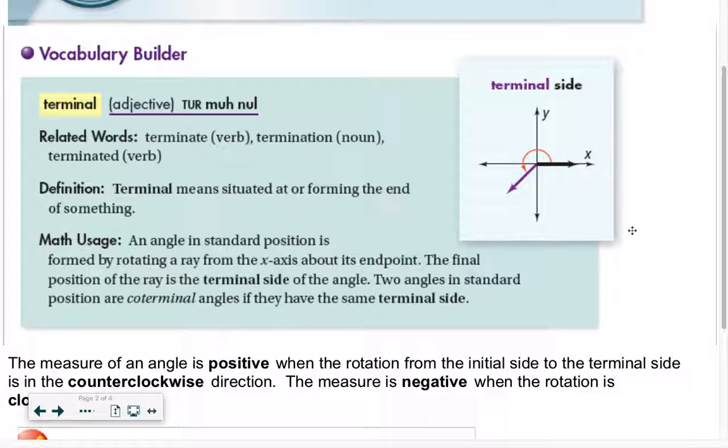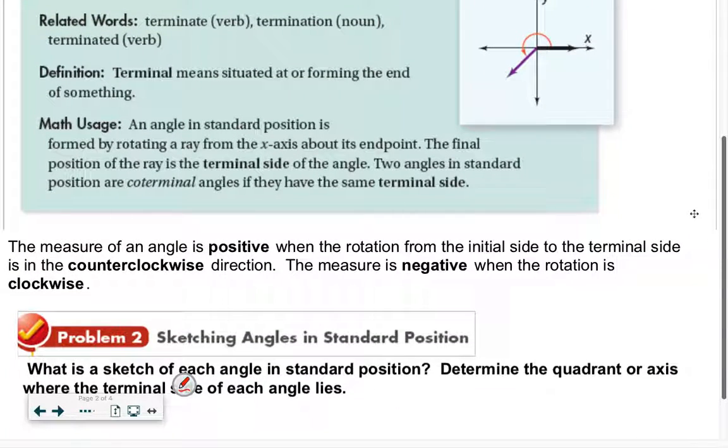Okay. What we're talking about today is the start of the unit circle, and specifically terminal angles. Terminal angles and sides. Terminal means situated after, forming the end of something. A little English vocab for you. How we use it in math is an angle that starts in standard position. So standard position is kind of like starting at your positive x-axis. And then your terminal side of an angle is where you end up to form that angle.